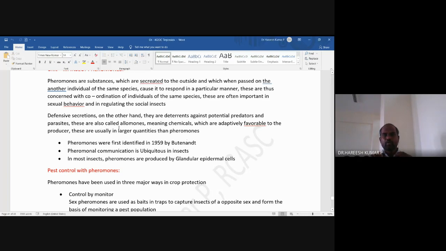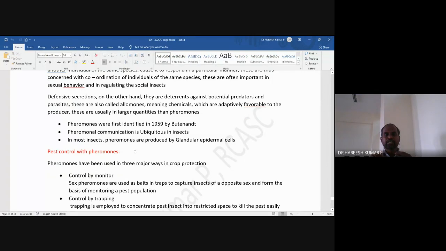Right, hormones. Hormones meaning chemicals which are adaptively favorable to the producer, and these are usually in larger quantities than pheromones. So pheromones were first identified in 1959 by Butenandt, that is the name of the scientist. So pheromonal communication is ubiquitous in insects, right? And in most insects, pheromones are produced by glandular epidermal cells.